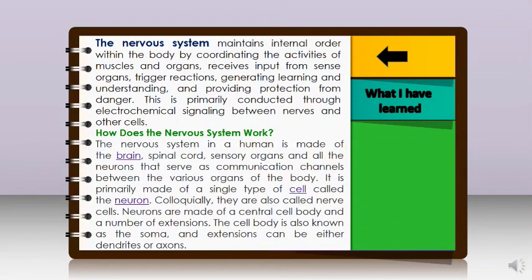So what I have learned: the nervous system maintains internal order within the body by coordinating the activities of the muscles and organs, receiving input from the sense organs, triggering reactions, generating learning and understanding, and providing protection from danger. This is primarily conducted through electrochemical signaling between nerves and other cells. So how does the nervous system work? The nervous system in a human is made of the brain, spinal cord, sensory organs, and all the neurons that serve as communication channels between the various organs of the body. It is primarily made of a single type of cell called the neuron.